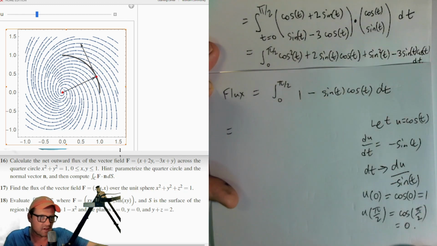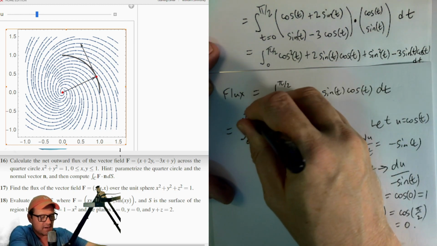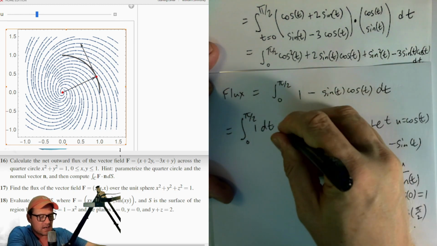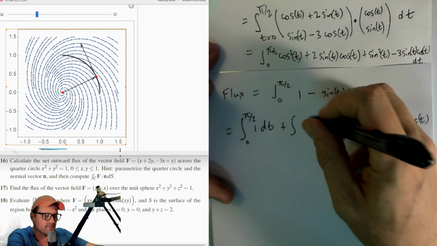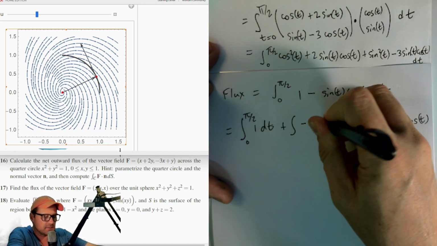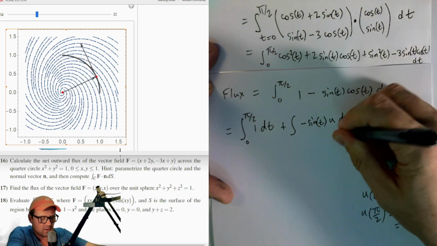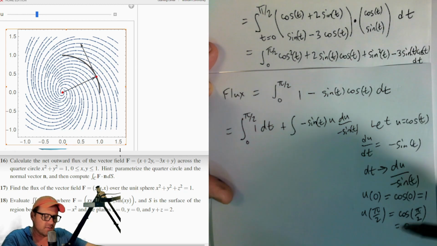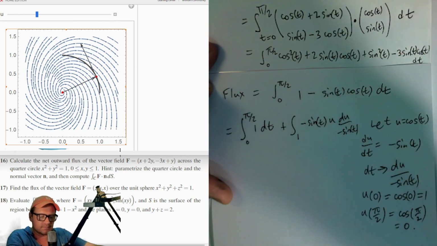So now this flux integral becomes, breaking this up, the integral from 0 to pi on 2 of 1 dt, and then plus the integral, replacing the cos t with u, we have minus sine t times u, and then replacing dt with du over minus sine t. Now, the bounds change from 0 to pi on 2 to 1 up to 0.